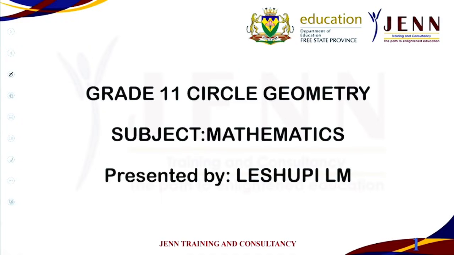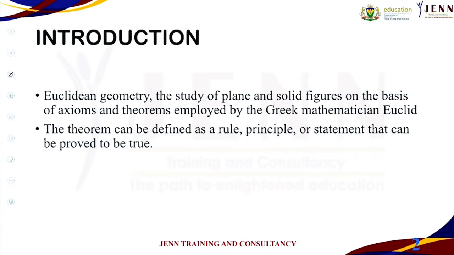So under circle geometry, we are definitely going to look at the definitions of the following. Now, I would like to first start by defining the term Euclidean. Euclidean geometry is the study of plane and solid figures on the basis of axioms and theorems employed by the Greek mathematician Euclid. Now, a theorem can be defined as a rule, principle, or a statement that can be proved to be true.